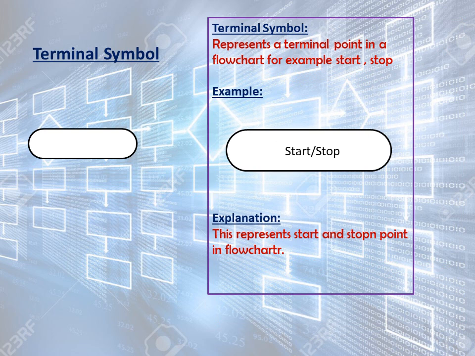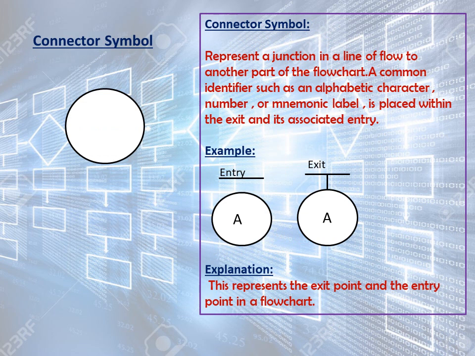Now, terminal symbols. This is a symbol that is a rectangle with rounded edges. When you are going to start your flow chart or stop your flow chart, at that time we use the terminal symbol, as the name suggests, terminal. It represents a terminal point in a flow chart. For example, either it will be the start point or the stop point. In both situations, we use the same symbol. This represents the start and stop points in a flow chart. So this is about the terminal symbol. Now we'll see the connector symbol.